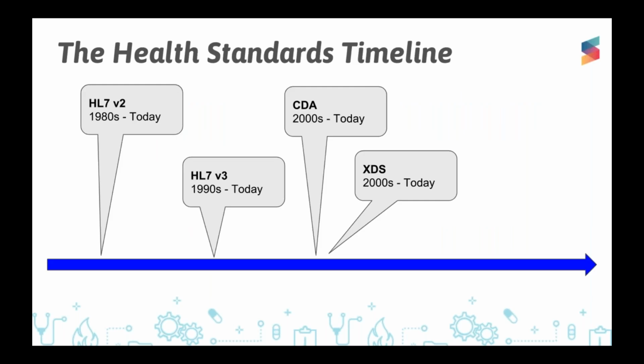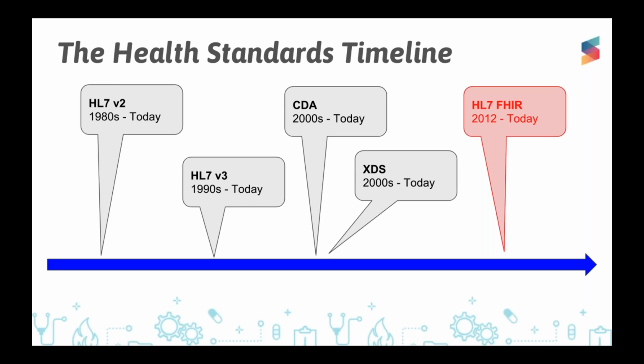So to put all of this onto a timeline, we've had a number of these standards that have come around over the years. HL7 version 2 has been around since the 80s. V3 came along in the 90s and still has some deployment out in the world. The clinical document architecture came around in the 2000s, as did XDS. And then finally, around 2011, 2012, HL7 FHIR came along. And that's what I'm going to talk about for the rest of this presentation, the standard HL7 FHIR.